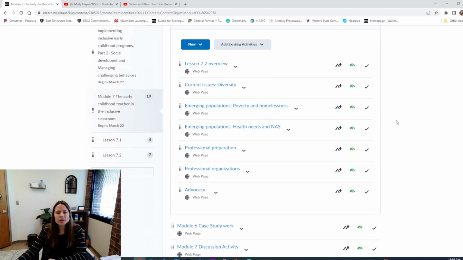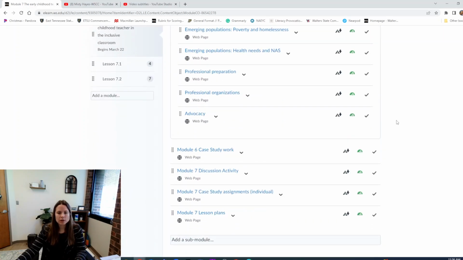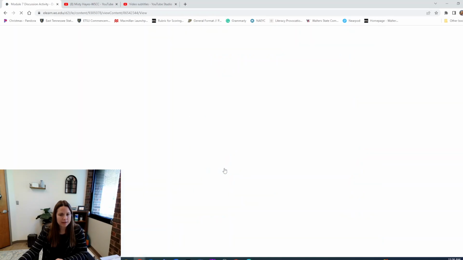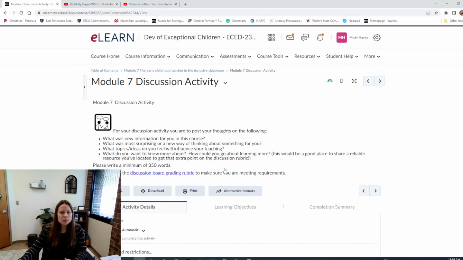So now we're going to look at our casework, okay? I mentioned that for these 2 weeks in this last module, you have activities that you're going to have to do. The first thing you're going to do is the discussion activity. This one is basically a reflection, reflecting back and figuring out what you learned, right?